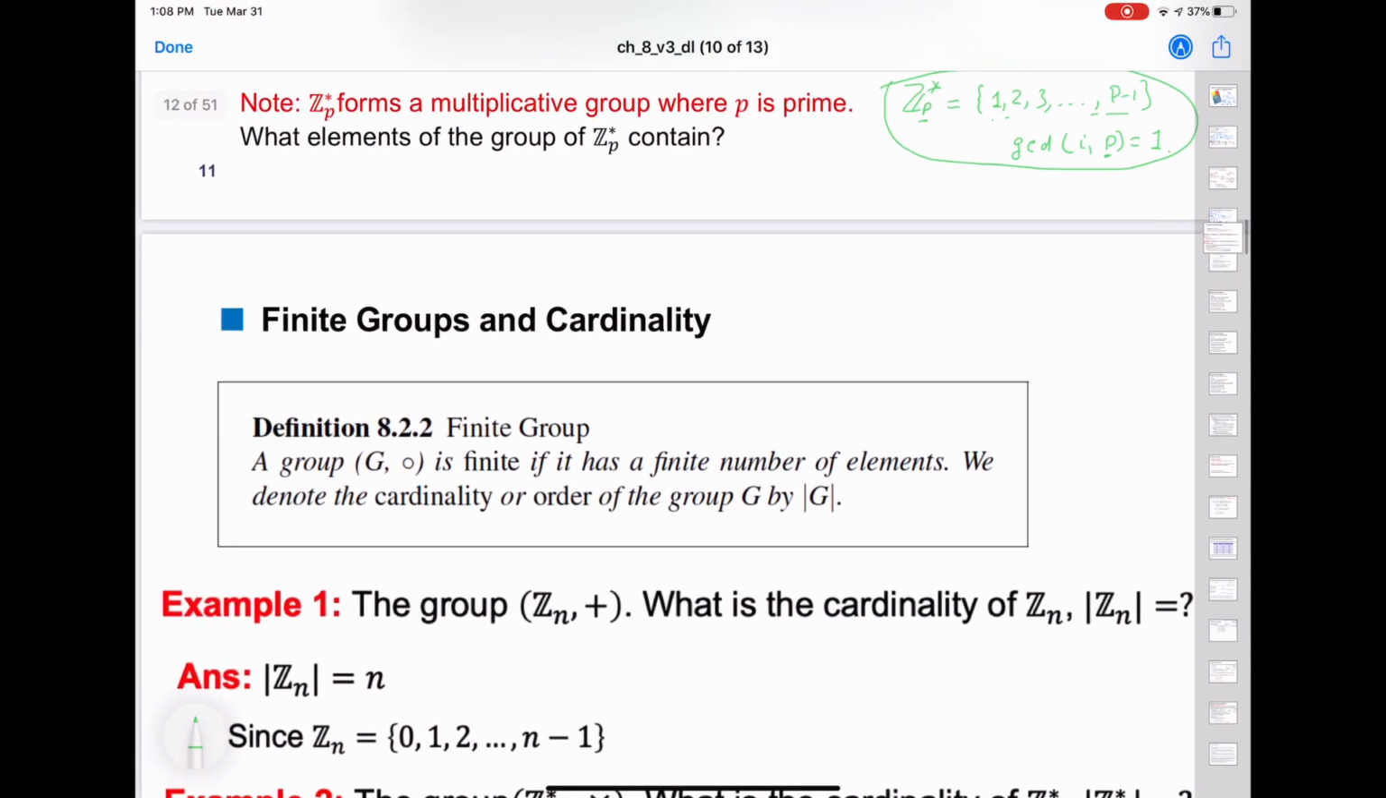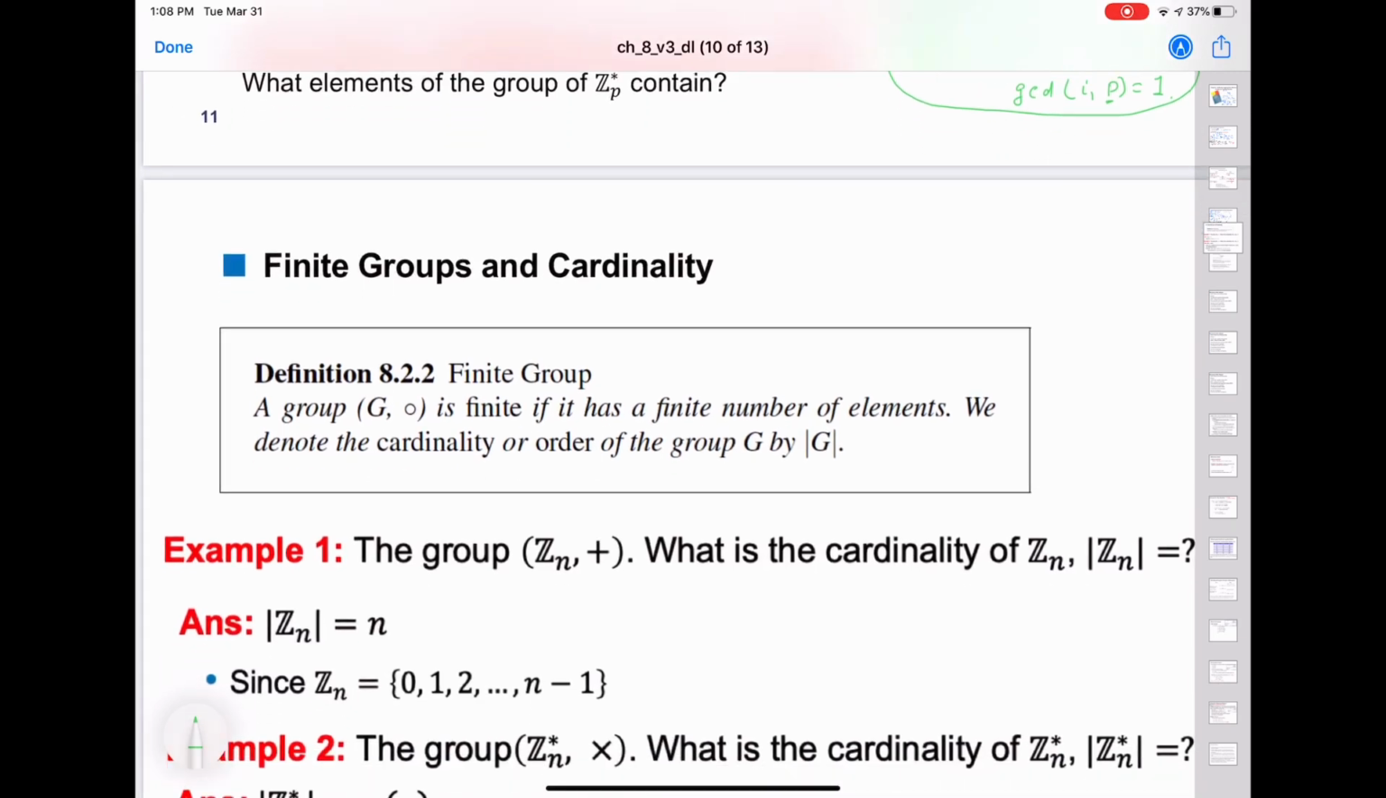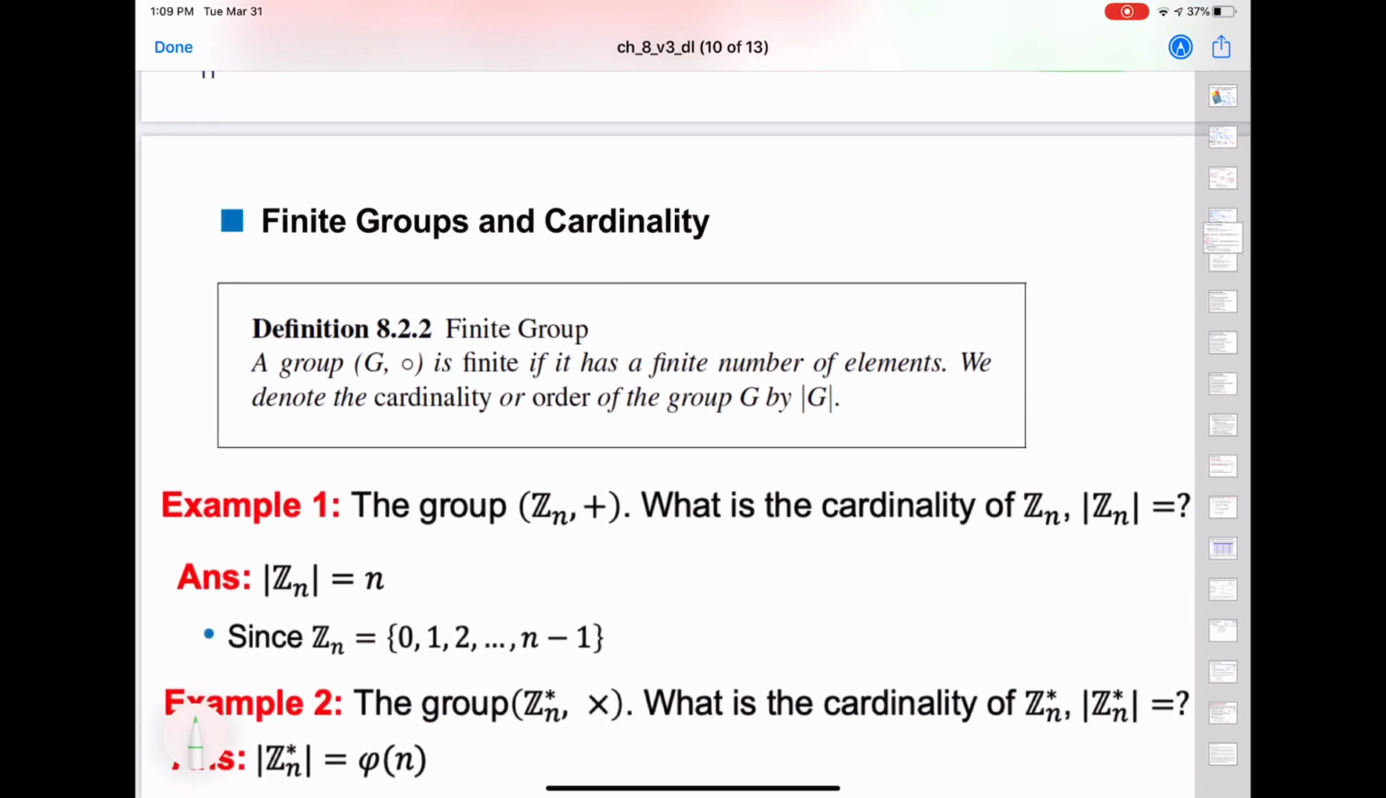So now let's talk about a finite group and cardinality. A group G with this operation is finite if it has a finite number of elements. For example, let's say Zp star. How many elements does this contain? We just talked about that. This contains all elements up to p minus 1, and we are excluding 0, so that's why we have p minus 1 elements. This is called cardinality, the number of elements.